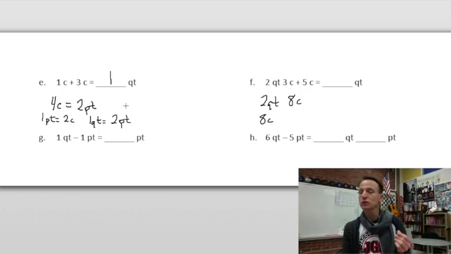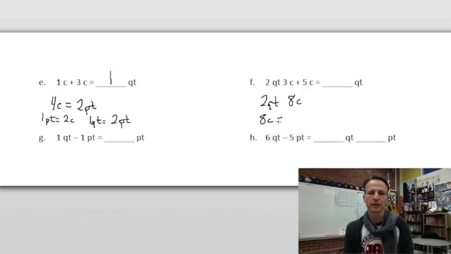Well, every 2 cups gives us a pint. So 2 cups is a pint. So 2, 2, 2, 2. 2, 4, 6, 8. That would be 4 pints.